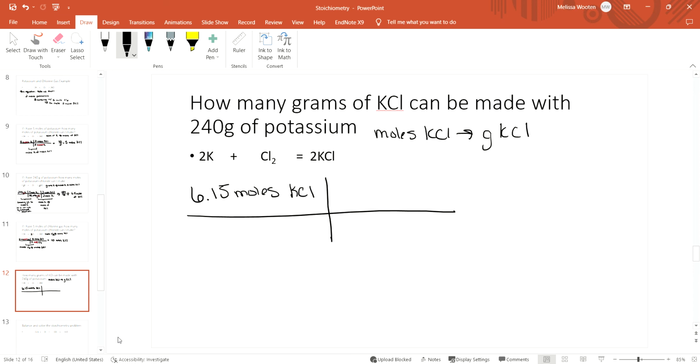So, 1 mole of KCl, or potassium chloride, is going to be your mass from the periodic table added together. All right, you multiply across the top, divide by the bottom. You have 458.47 grams of potassium chloride. Okay.